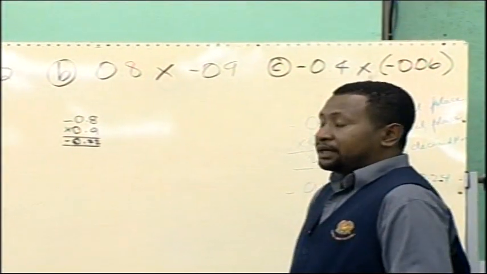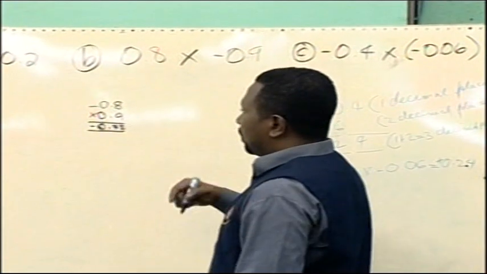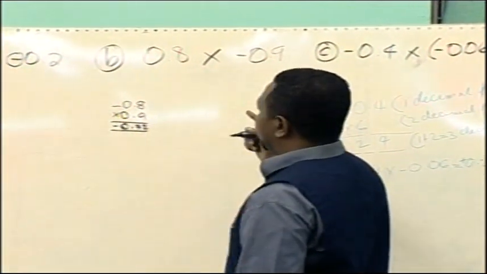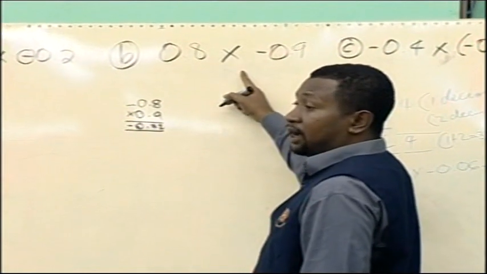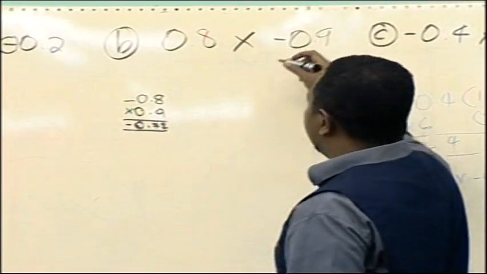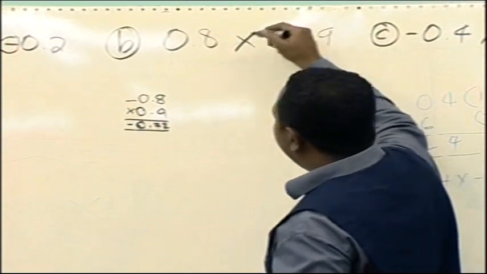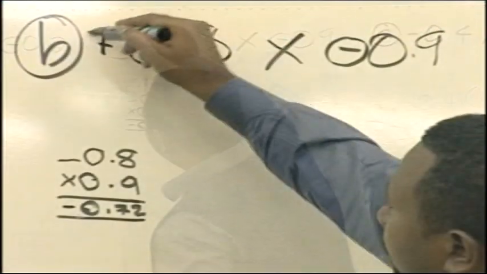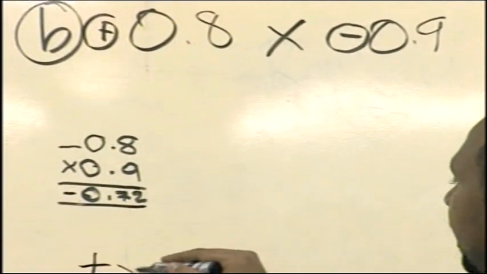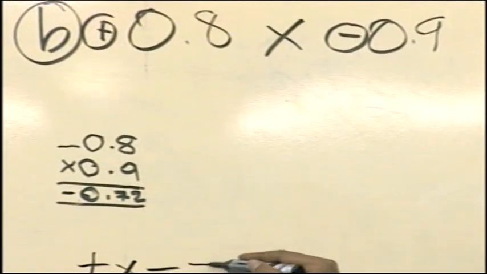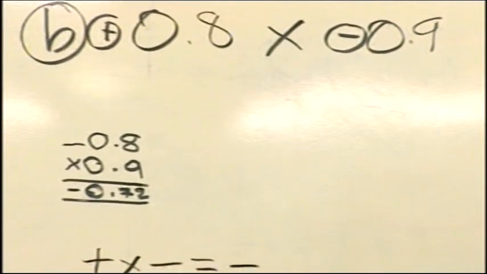Let's look at B. We are going to apply the same rule again. First, let's write it down as it is. And then secondly, we check the signs. We have a negative and a positive. So the rule we are going to use is what? Positive times negative is equal to negative.